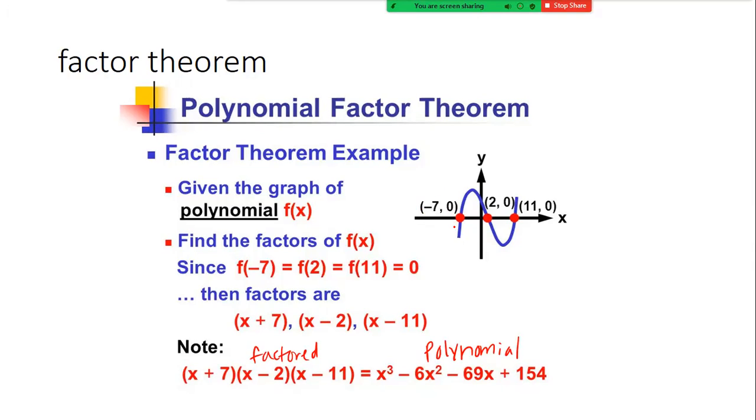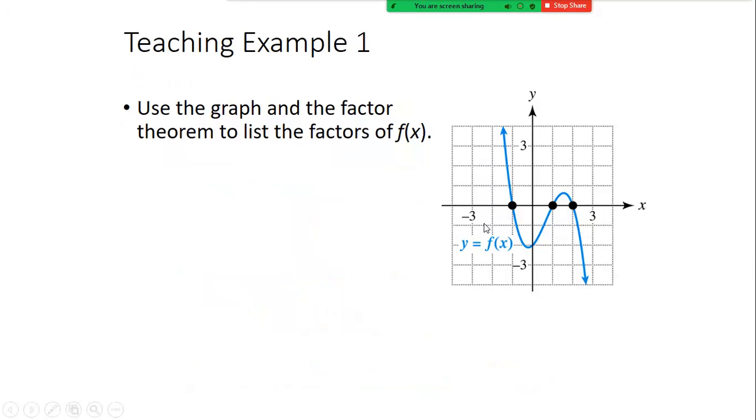Questions about it so far? All right, let's dive into an example. Our first example here, we have this polynomial graph, and we want to use the graph and the factor theorem to list the factors. The first thing I'm going to do is identify my zeros. So my zeros are at -1, 0. Agreed? That's a root. We're at 1, 0, and we're at 2, 0.